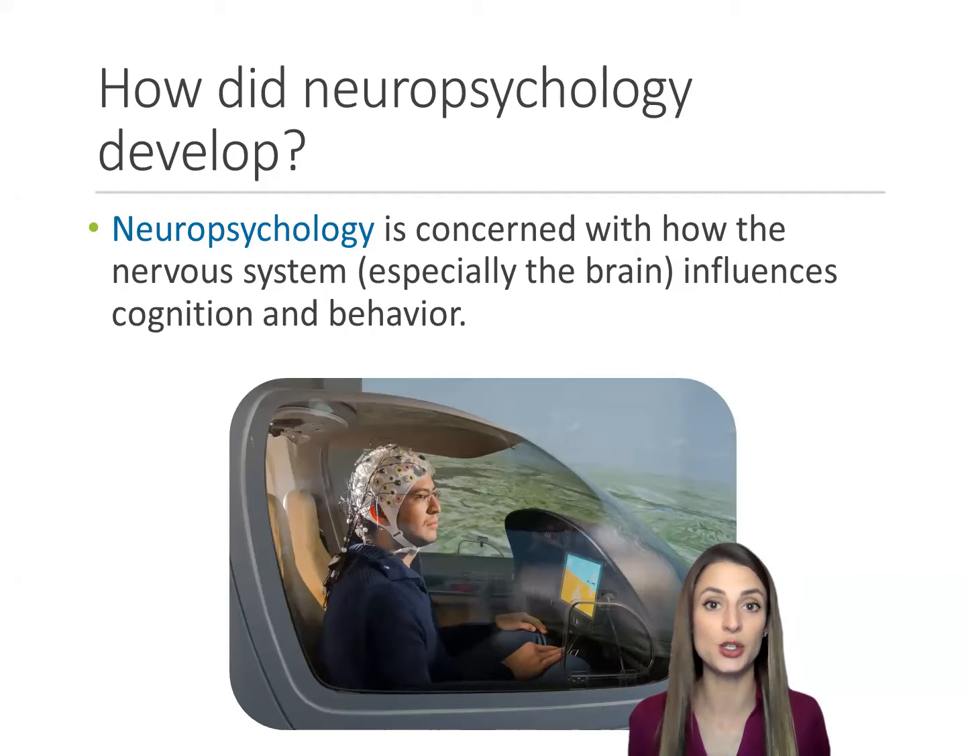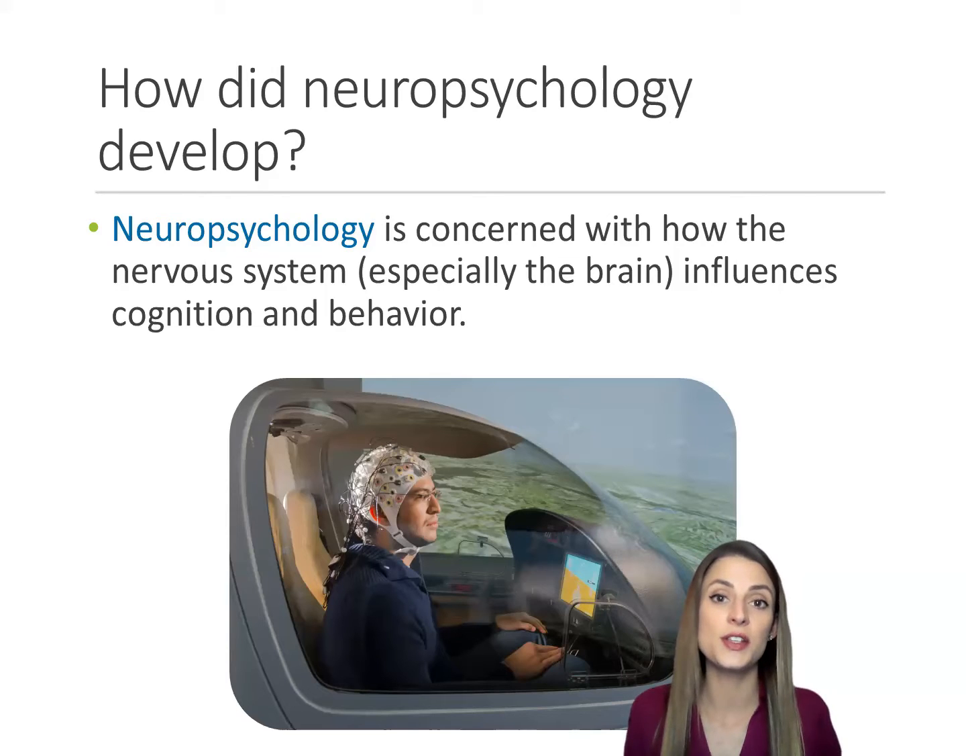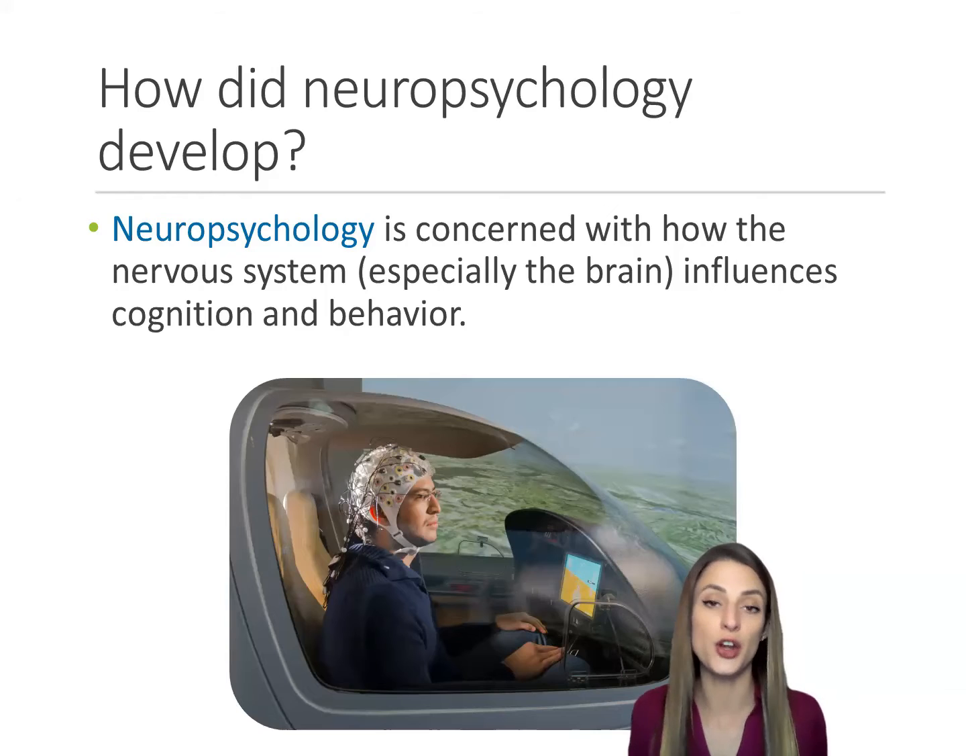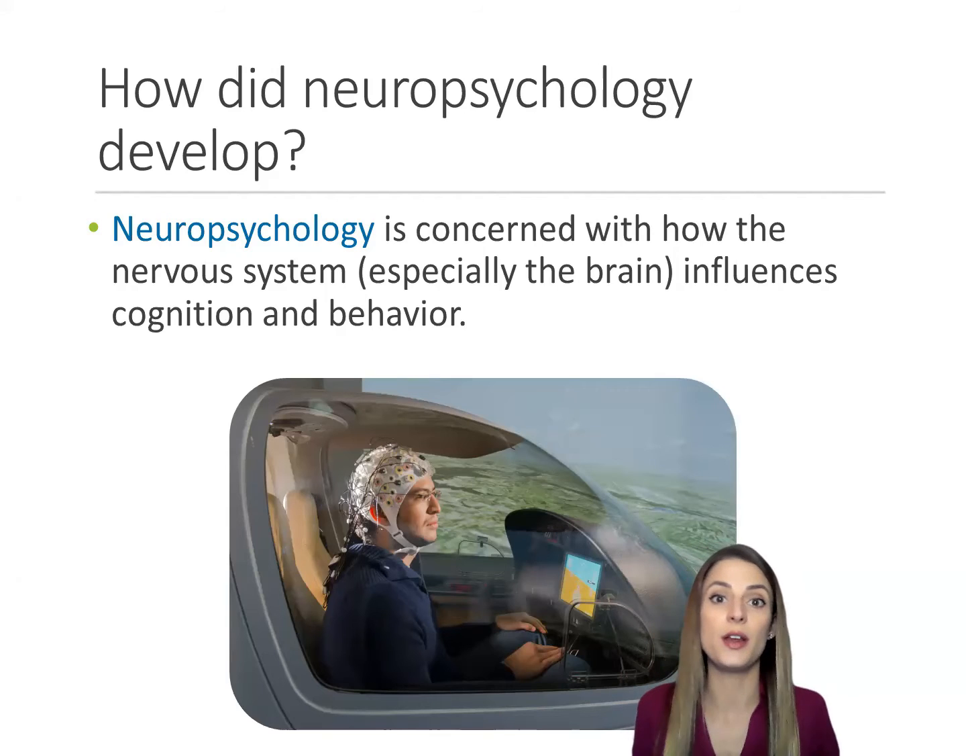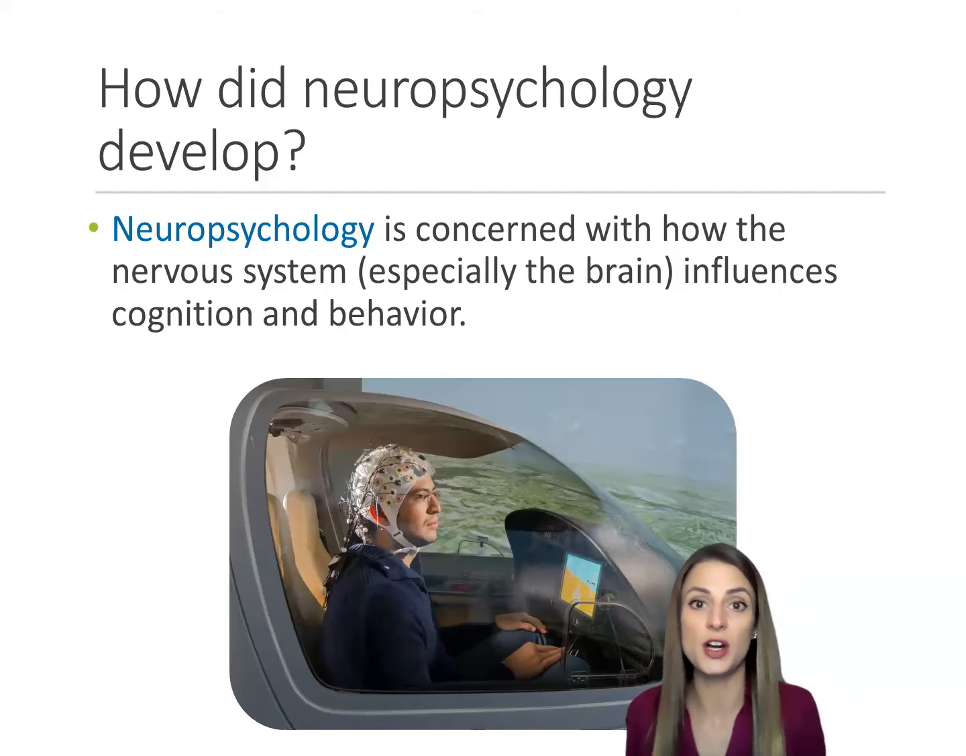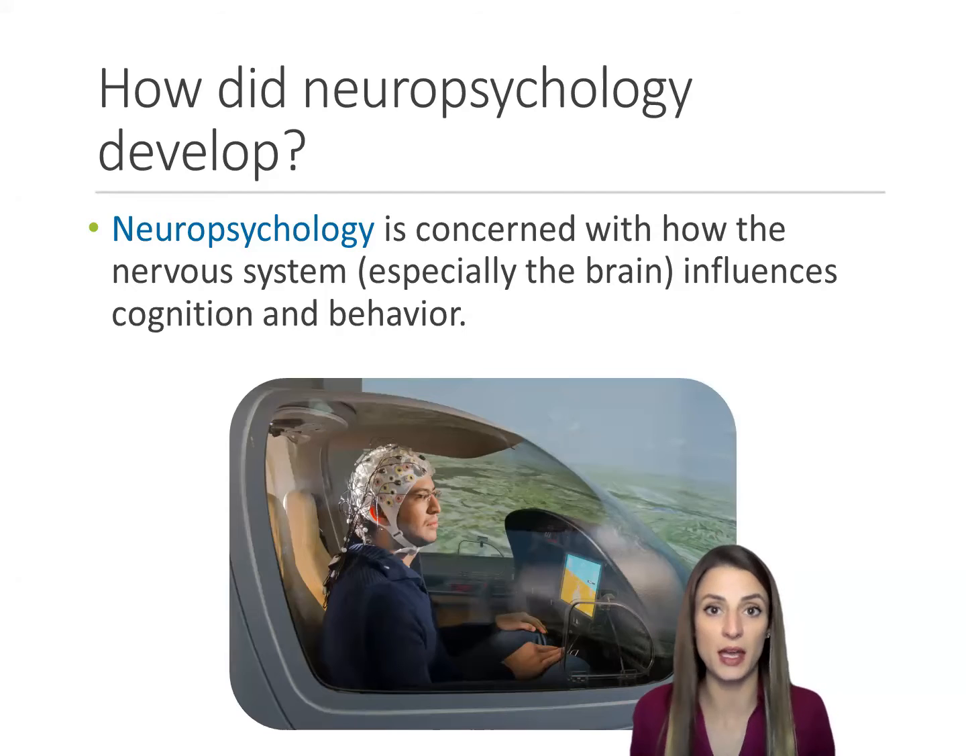Neuropsychology is related to cognitive psychology. Neuropsychology is the scientific study of the relationship between the nervous system and both cognition and behavior, between the nervous system and cognition, between the nervous system and behavior, both of those things.